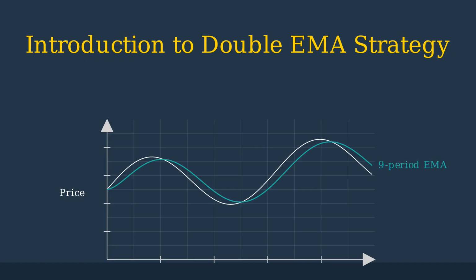First, we plot a shorter period EMA, typically the 9-period EMA, which stays closer to price and reacts more quickly to price changes. Then we add a longer period EMA, typically the 21-period EMA, which moves more slowly and helps identify the broader trend. When these two EMAs cross, they generate trading signals. A bullish signal occurs when the faster EMA crosses above the slower EMA, while a bearish signal happens when the faster EMA crosses below the slower EMA.